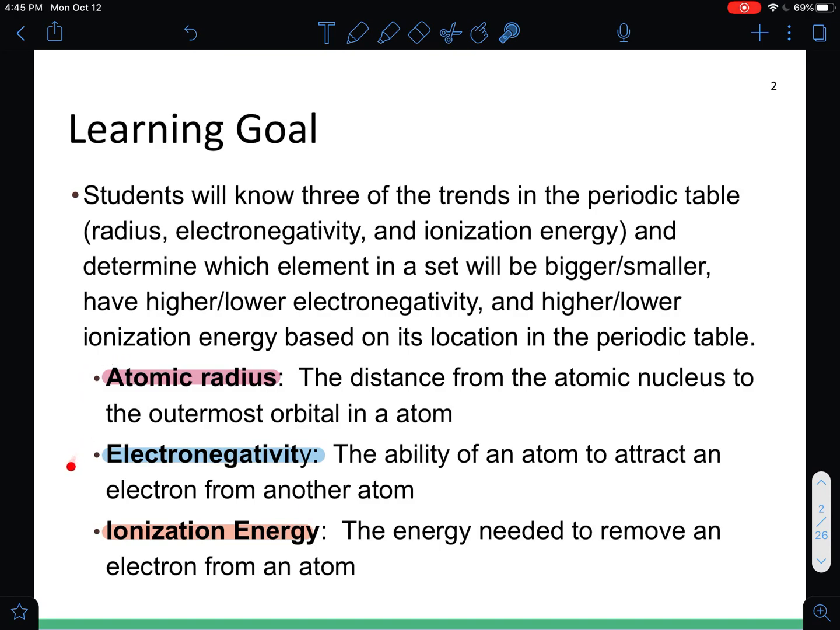All right, and we'll talk more about each one of these, but here are the definitions for each. Please pause the video, read through those definitions. When you're ready for more, press play.